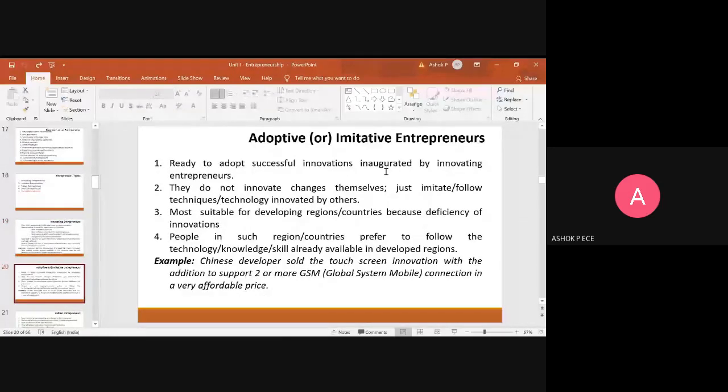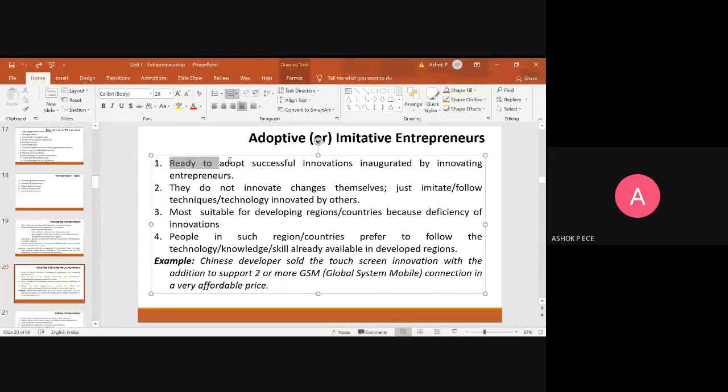Next one is adoptive or imitative entrepreneurs. Adoptive means you're ready to adopt any invention which is already there by innovating entrepreneurs. Ready to adopt successful innovations. So innovations are already available. You are going to adopt them, and it's not yours. You are going to take and use something which is available already.